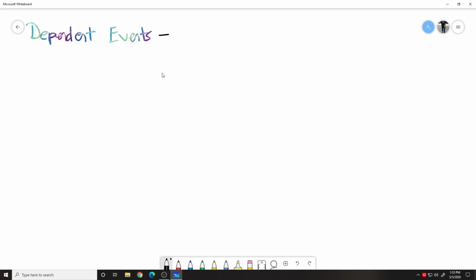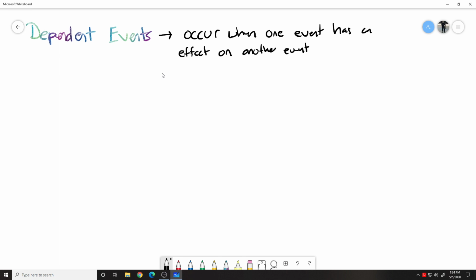Okay, so let's write down a definition first before we do anything else. Dependent events. What are dependent events? Well, they occur when one event has an effect on another event. So you can tell if you have dependent events if your first event has an effect on the second event.